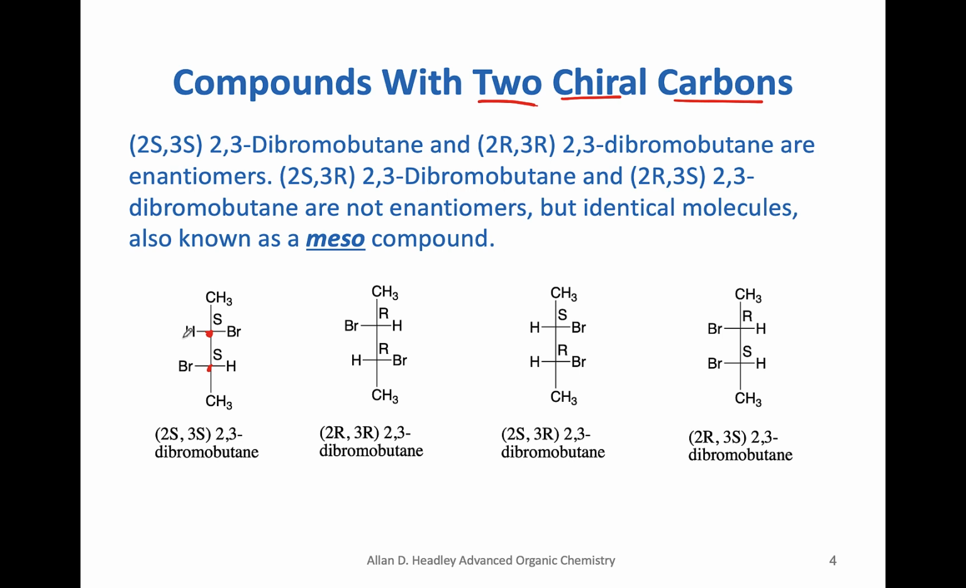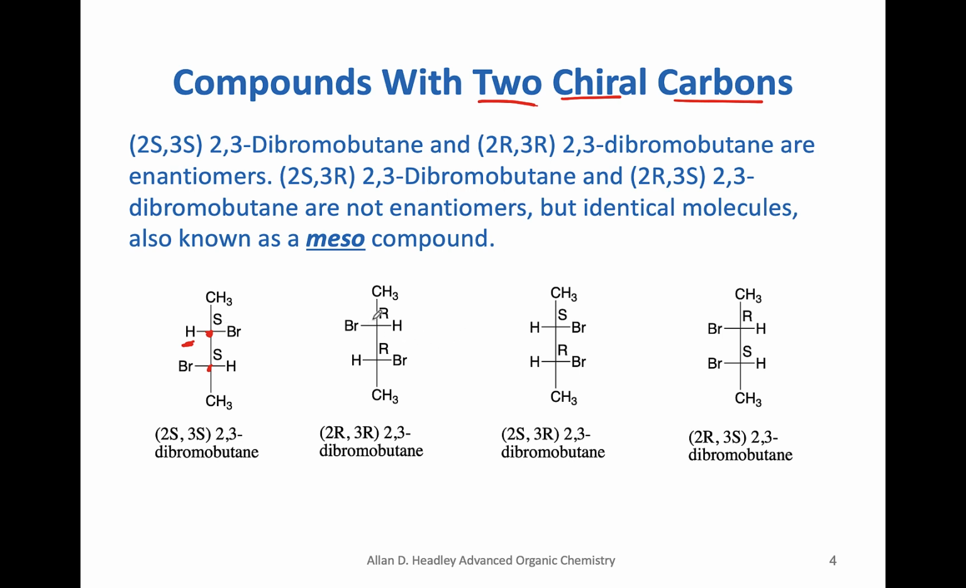Since this is the Fischer projection, the atom of lowest priority is in front because it's in the horizontal. So in going from Br to 1, 2, and 3, you'll see that that's an R, but since this group is in front, it's an S. So by now you should be pretty comfortable in assigning R and S configuration to a stereogenic carbon.